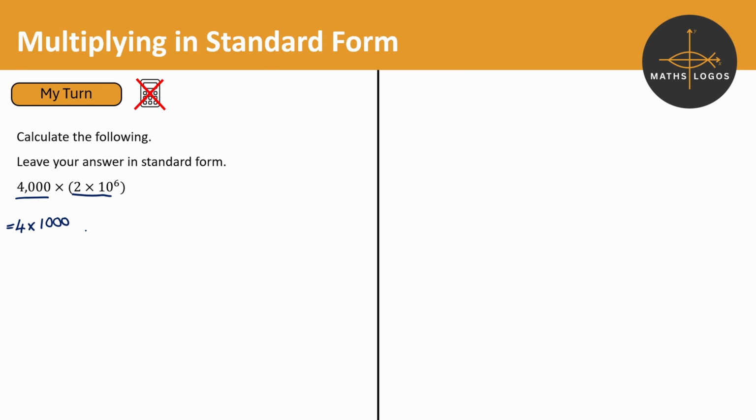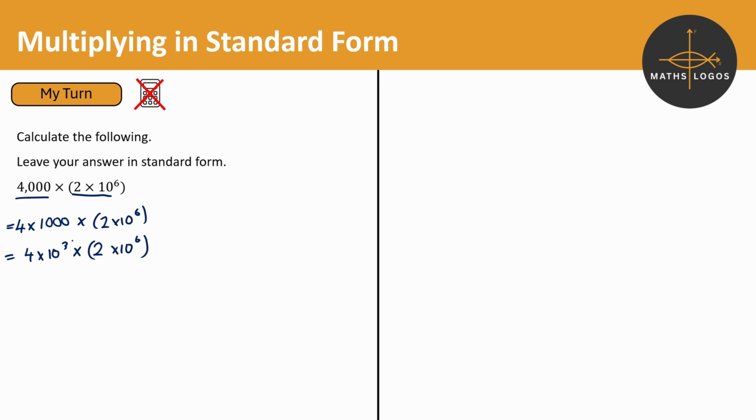So that's equal to this. And then I need to multiply by 10 to the power of 6. And then I turn my 1,000 into a power of 10, so that's 10 to the power of 3. All I've done there is I've turned 4,000 into standard form. Then I multiply it by 2, multiplied by 10 to the power of 6.